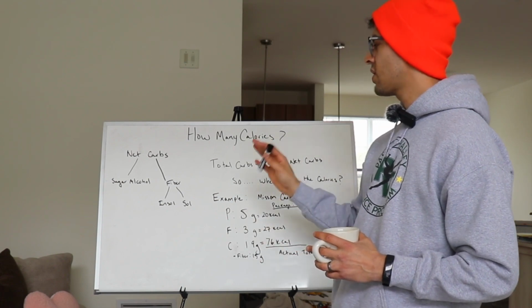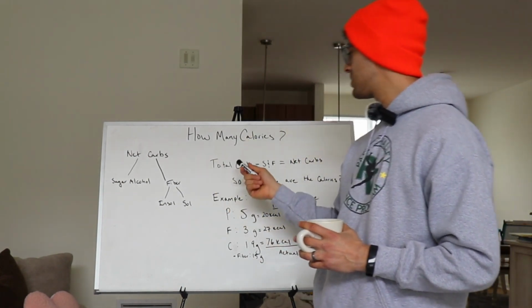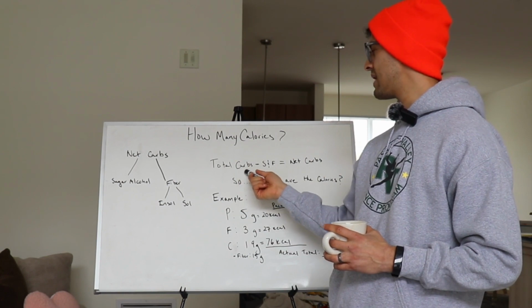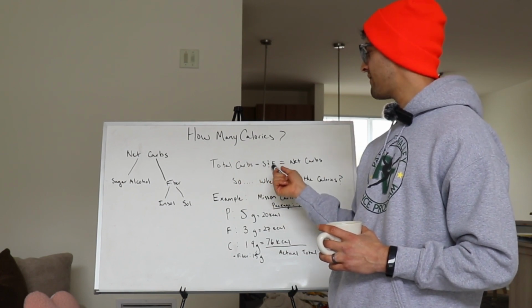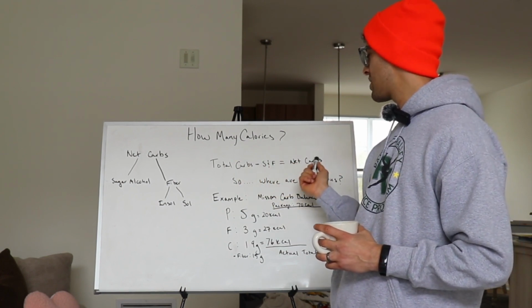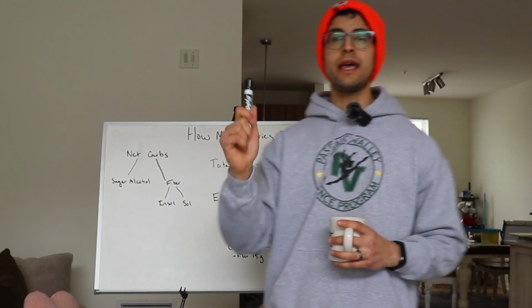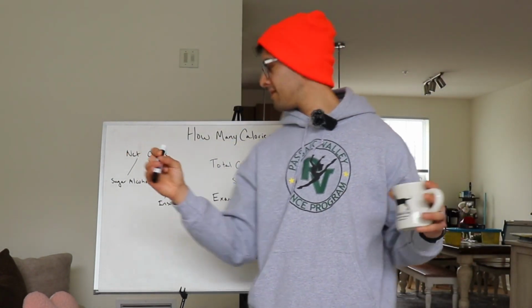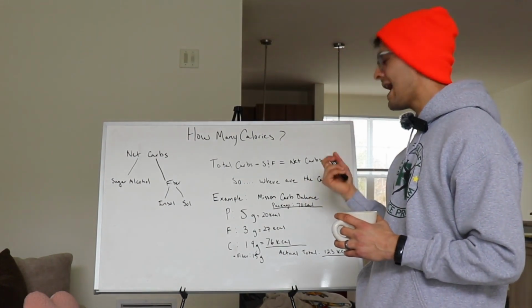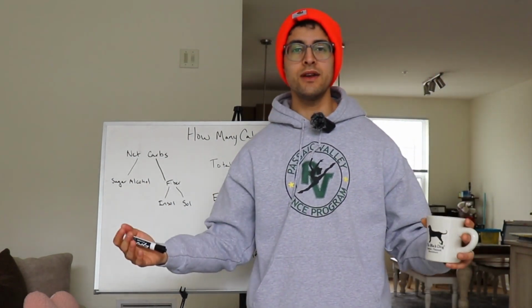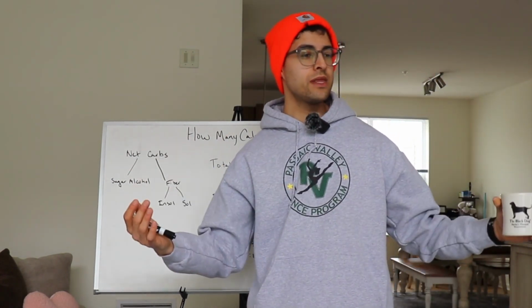So to get your total net carbs, you take your total carbohydrates in a food and subtract sugar alcohols and fiber, and that'll give you your net carbs. But like I said, they don't disappear. Because the big question is, so where are the calories? Do they just disappear? Do they not actually go in the body?